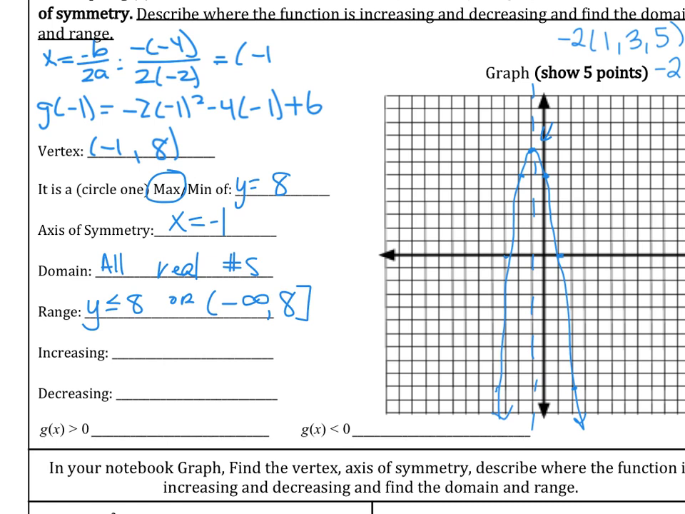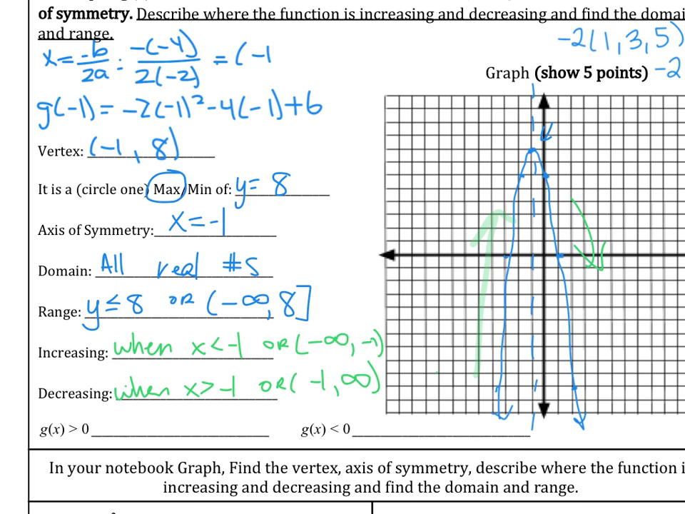Increasing, so you want to look at where this is increasing. So it's when it's going up. And so that is increasing to the left of negative 1. So you can say when x is less than negative 1, you can say to the left of negative 1, or you can write it in interval notation, negative infinity to negative 1, the x value here. Then it's decreasing on the other side here, so that is when x is greater than negative 1, or you can say it's from negative 1 to positive infinity. It's decreasing in that interval.